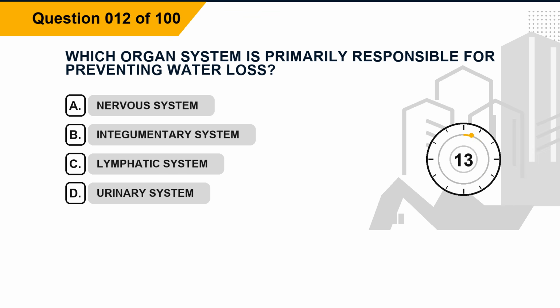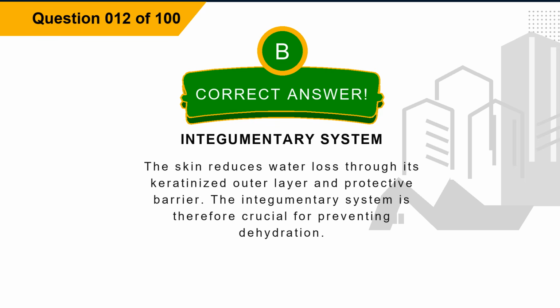Question 12. Which organ system is primarily responsible for preventing water loss? Option A, nervous system. Option B, integumentary system. Option C, lymphatic system. Option D, urinary system. The correct answer is option B, integumentary system. Explanation. The skin reduces water loss through its keratinized outer layer and protective barrier. The integumentary system is therefore crucial for preventing dehydration.